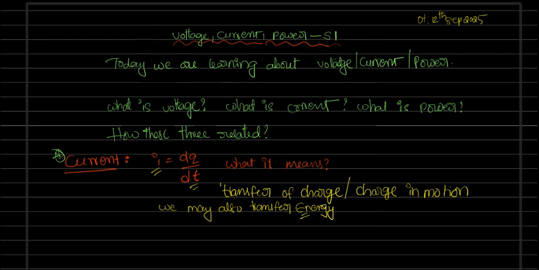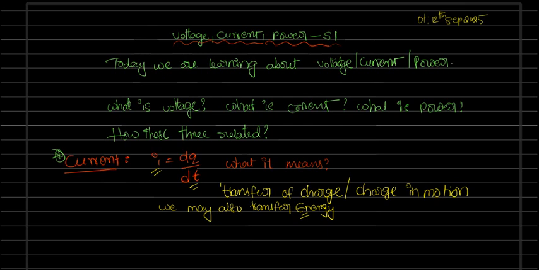I would like to explain about current now. In simple terms, I is represented with dq by dt. What it means exactly is the change in charge with respect to time. It indicates the current. Usually, we can define current as transfer of charge, or charge in motion. That means indirectly we are also transferring energy. Why? The charge is transferring from one place to another place, so indirectly energy is being transferred.